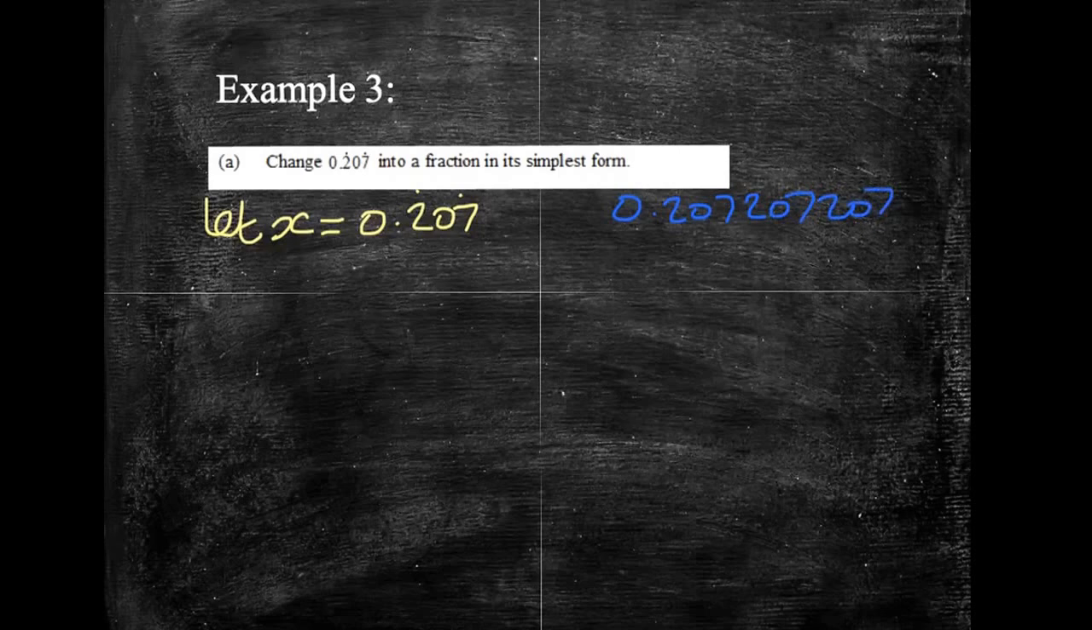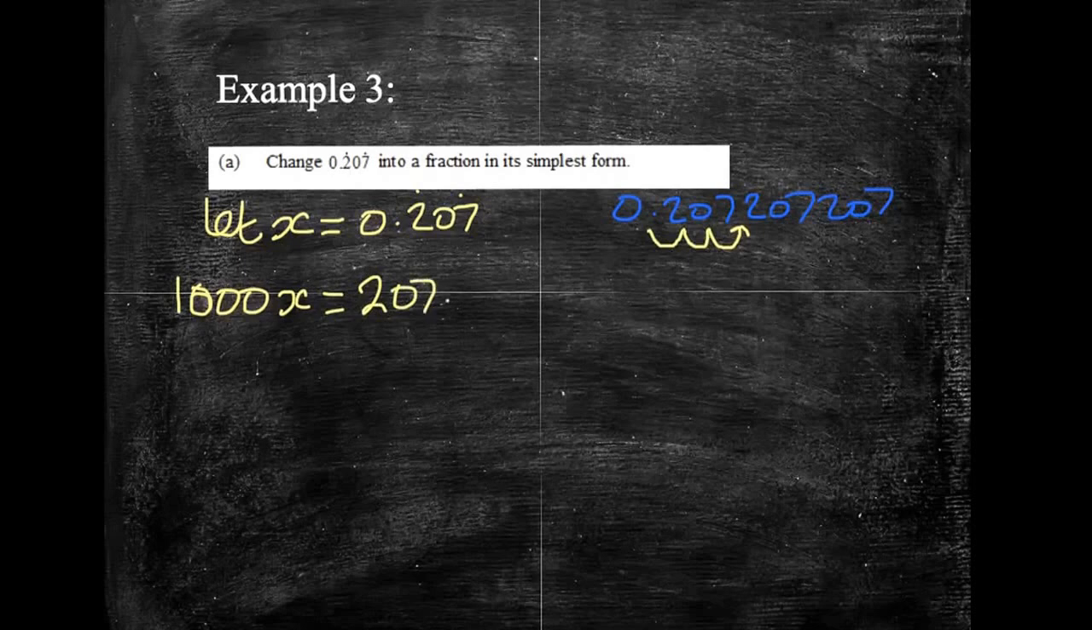To get these numbers to line up, you might be able to spot that what I would need to do is move my decimal place 1, 2, 3 places, or if you're doing it properly, you're moving the numbers to the left. I still think about moving the decimal point, although it's technically wrong. I'm moving that 3 places. That means I'm going to have to multiply by 10, 100, 1,000. So let's straight away jump ahead and say 1000x would therefore be 207.207, 207, 207, and so on.